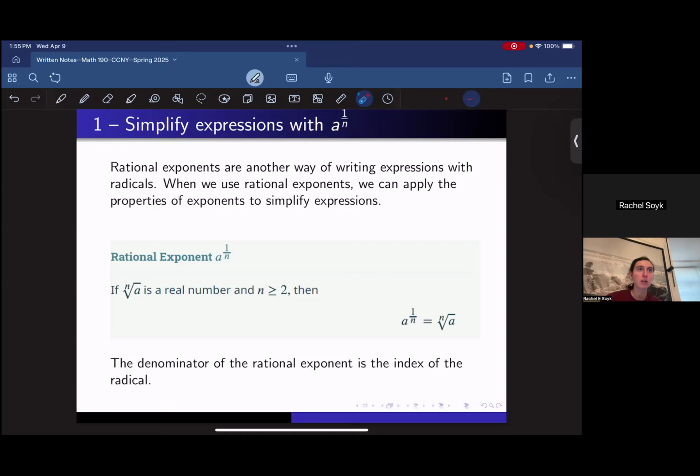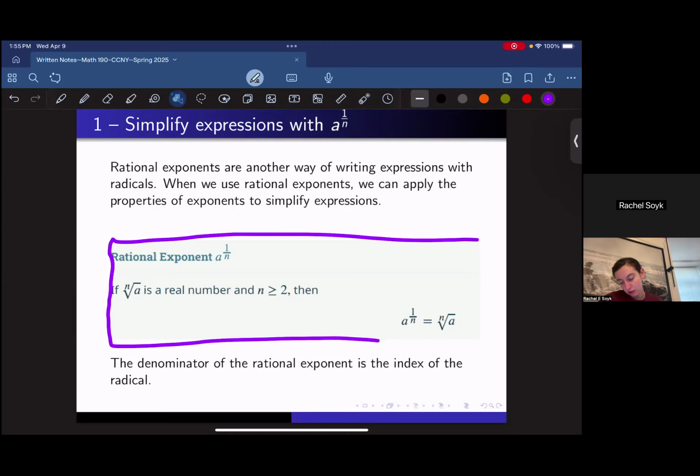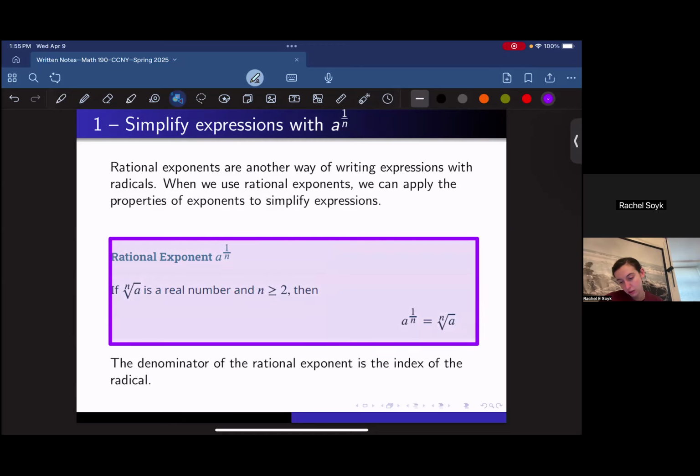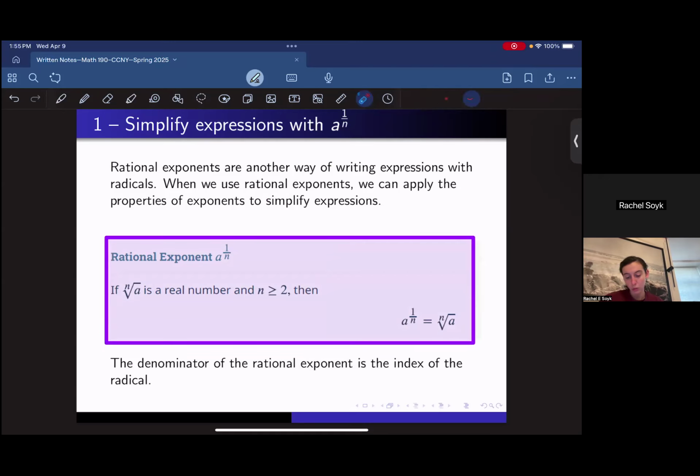Any form of number using the variables p over q, where both p and q are integers. And then we have our whole formal definition of a rational exponent down here. Again, really emphasizing the fraction 1 over n. And the denominator of that rational exponent is the index when we're converting it into our radical or our root form.